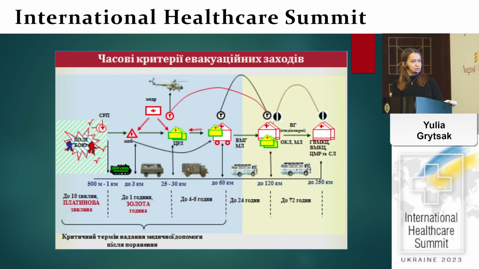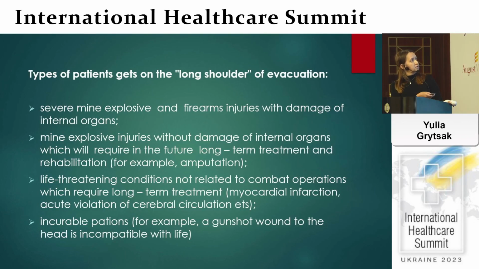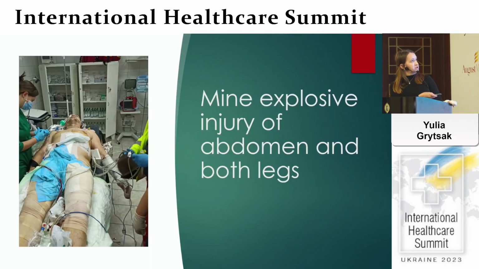It also releases the medical evacuation from the huge numbers of extremely severe cases that require massive resources, both in terms of human resources as well as medicines and equipment, which in most cases are not available. And there are four categories of such patients. One of them, the predominant one, would be injuries via mine explosion with the abdomen and both lower extremities affected.